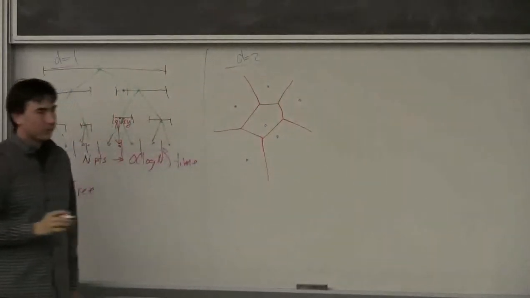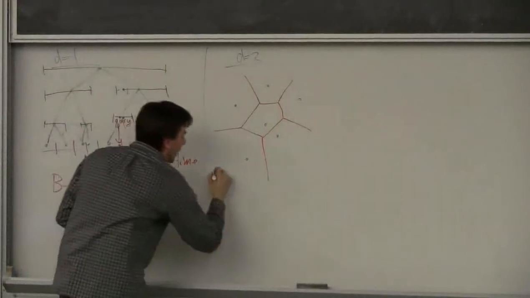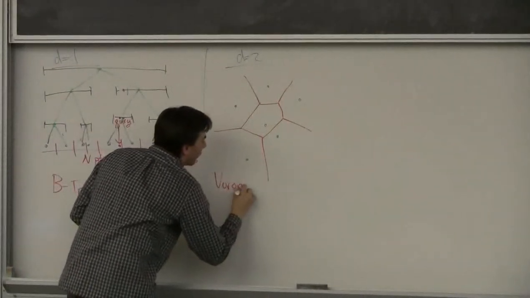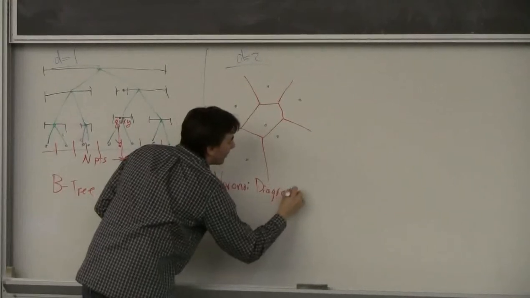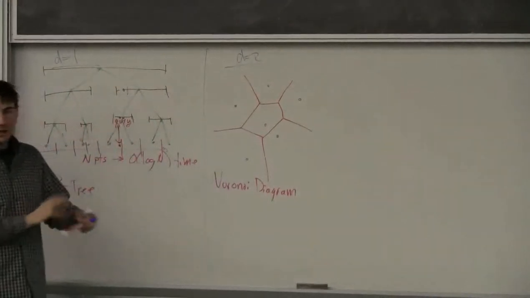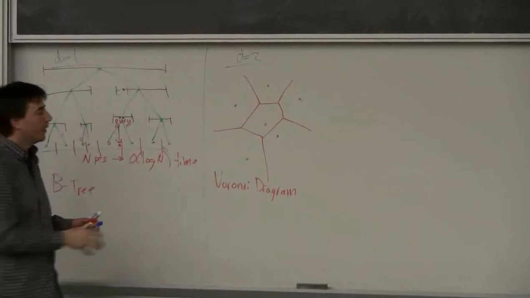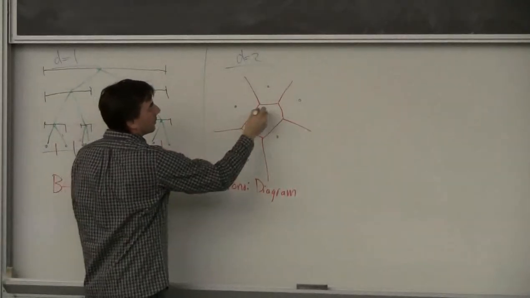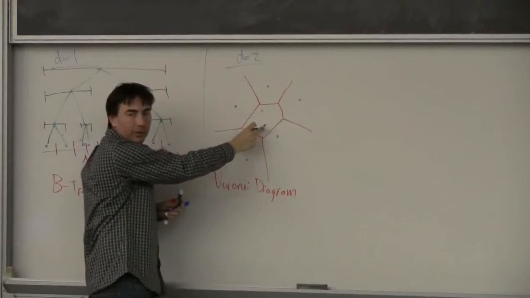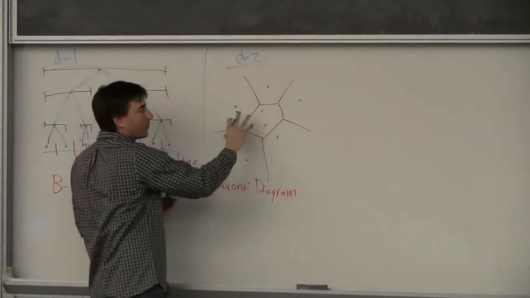Okay, so this structure is known as the Voronoi diagram. And what it's done is I've divided the plane, divided R2, into regions so that if a query point comes in this region here, this will be the closest point. So I've predefined this region.